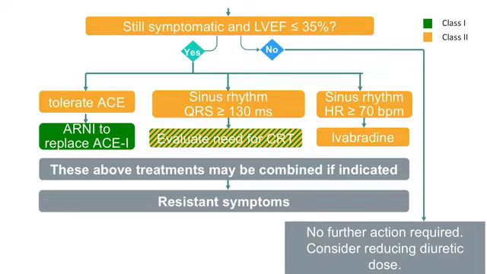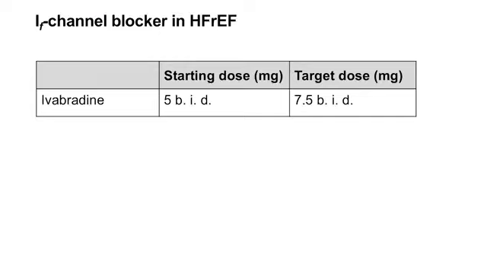What is another treatment option? If the patients are in sinus rhythm and the heart rate is over 70 beats per minute, we can try to treat the patients with an IF channel blocker. There's one drug on the market. The starting dose is 5 milligrams twice a day, and the target dose is 7.5 milligrams twice a day.